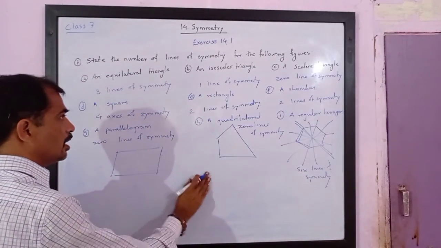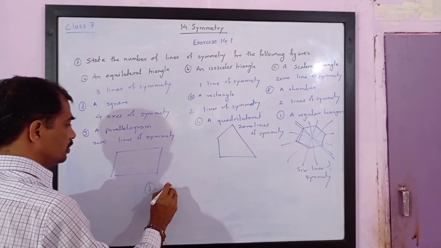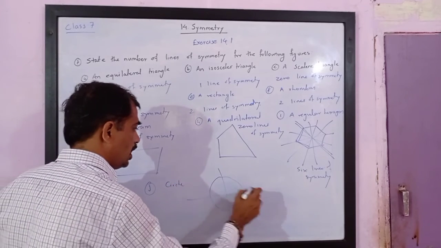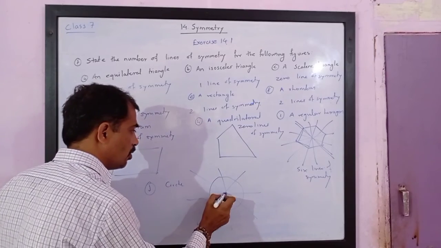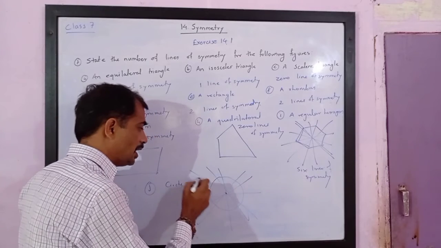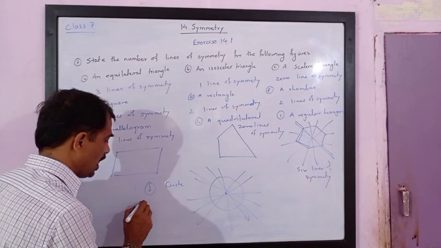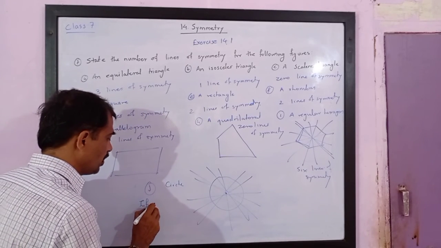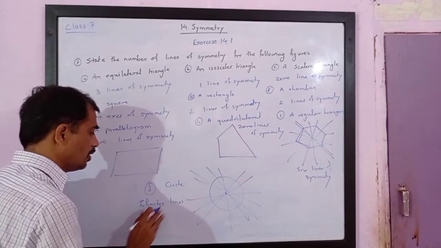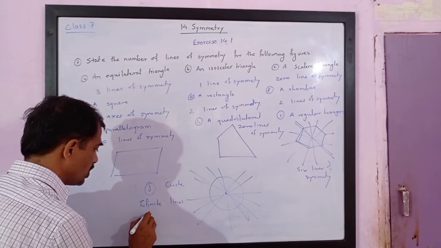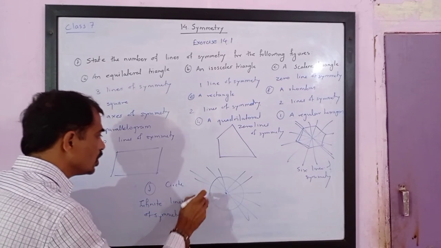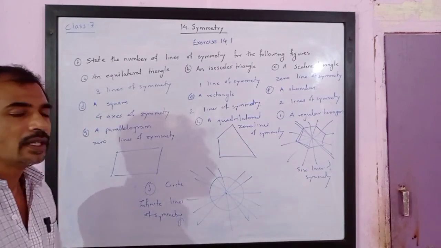Next is circle. For a circle, you divide anyhow, you can make two equal parts. The only condition is that the line must pass through the center. So it has infinitely many lines. So infinite lines of symmetry exist for the circle.